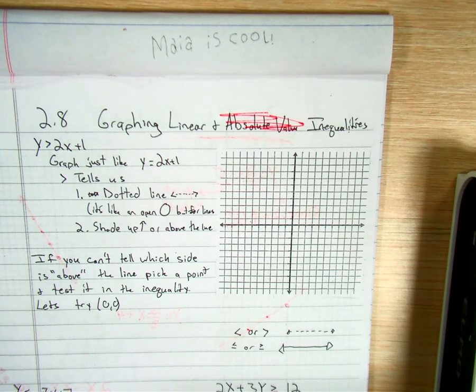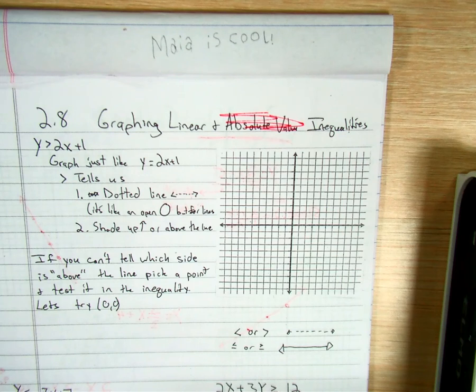So graphing y is greater than 2x plus 1, we're going to graph that just like y equals 2x plus 1. The greater than sign tells us two things. We're going to use a dotted line because it's going to be just like an open circle on a number line. And 2, we're going to shade up or above or on top of the line.